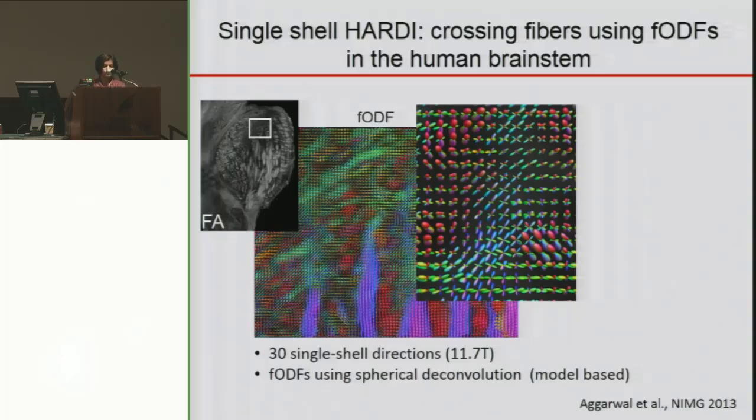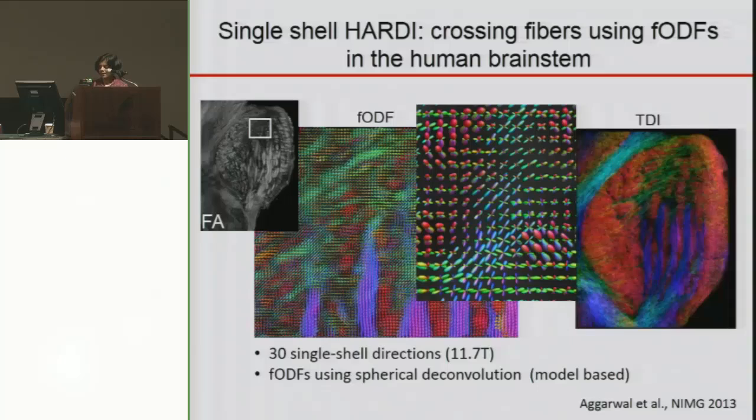And so what could we do with these? Based on this, we can also do probabilistic tracking and generate a track density image. So here again, we can very clearly see the crossing fiber populations that are resolved using HARDI in the human brainstem. These two slides basically highlight some examples where HARDI methods can provide additional information in the brain compared to a more conventional or simplistic diffusion tensor model, or DTI.